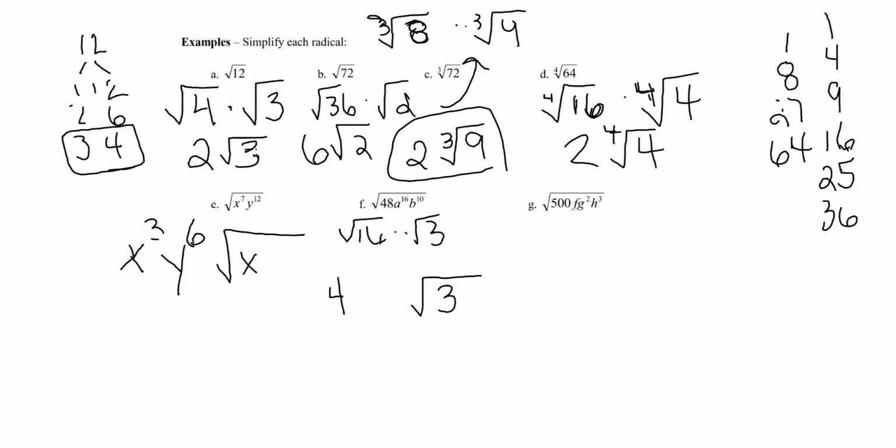But I also have to look at the variables. 2 goes into 16 8 times, so I'll have a to the 8th on the outside. And also, 2 goes into 10 5 times, so b to the 5th. So my answer is 4, a to the 8th, b to the 5th, square root 3.